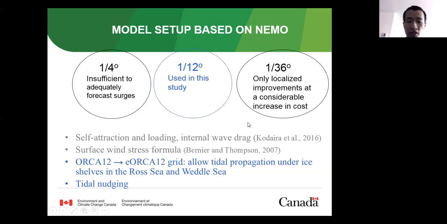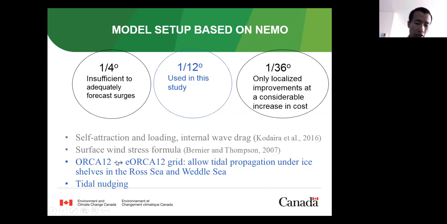The model is based on NEMO, and here we choose 1/12 degree resolution because we did a sensitivity test with a lower and higher resolution, and we found that a quarter degree is insufficient to adequately forecast the surges, while 1/36 degree leads to only localized improvements, but at a considerable increase in cost. And below are the changes we made on NEMO.